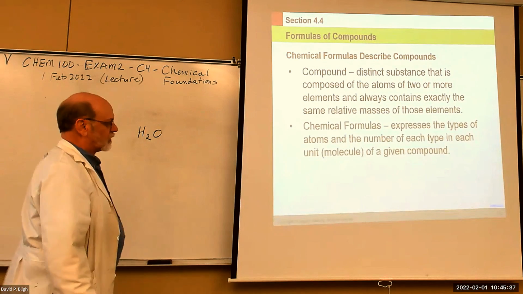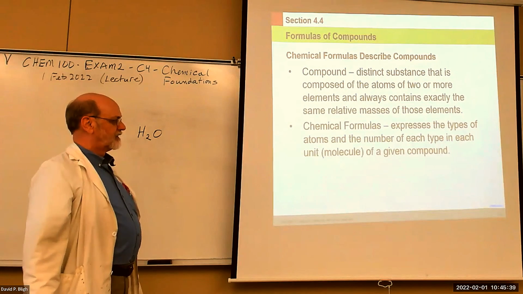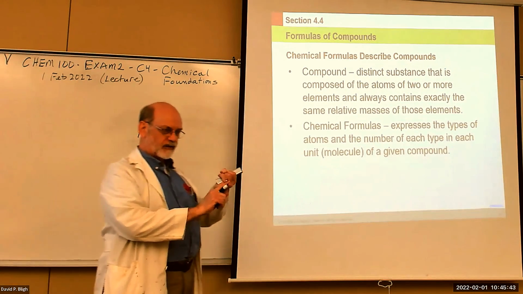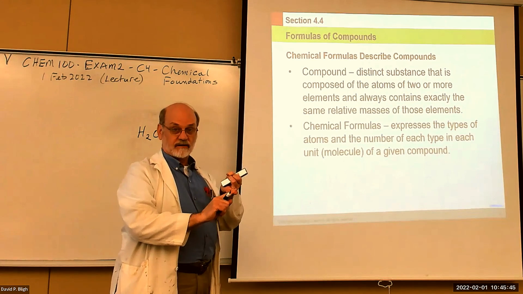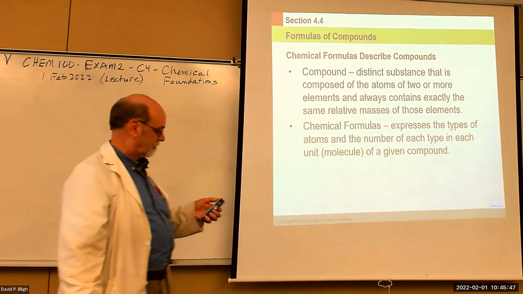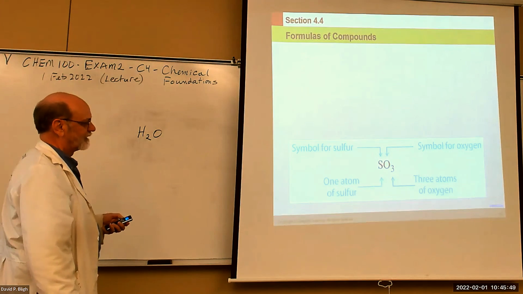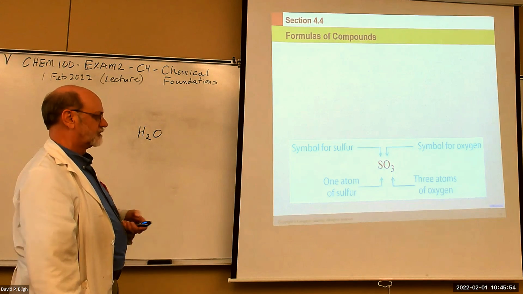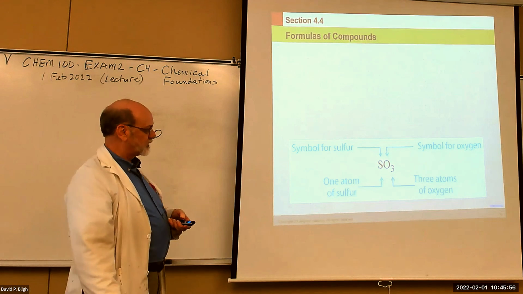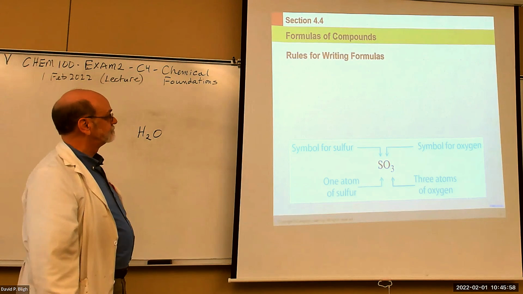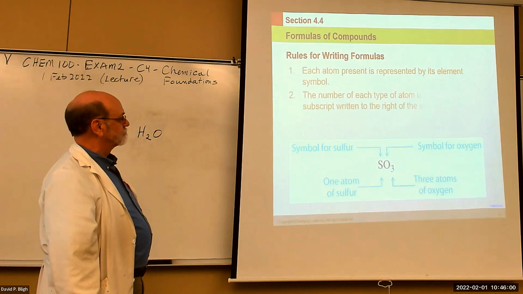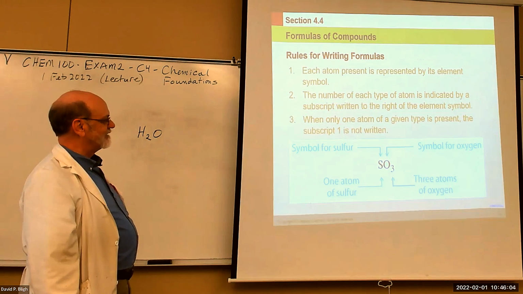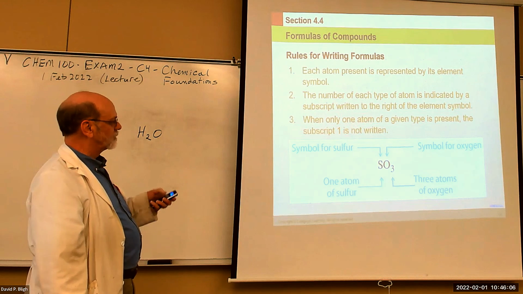It's also called a chemical formula. It says, what are the elements in the formula? How many of them are there? Here we have 3 oxygens combined with 1 sulfur to make that compound. Okay, this just reiterates what I've said before.